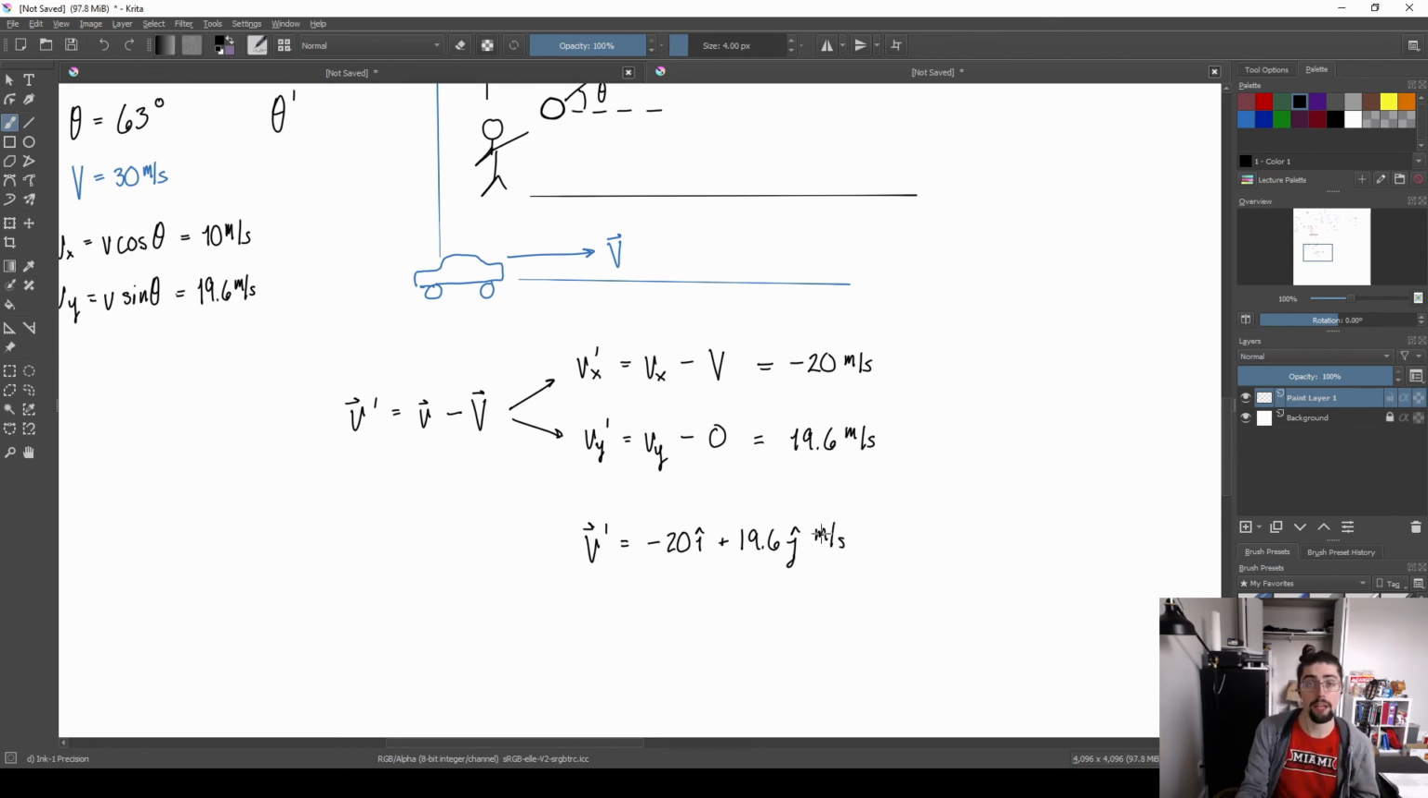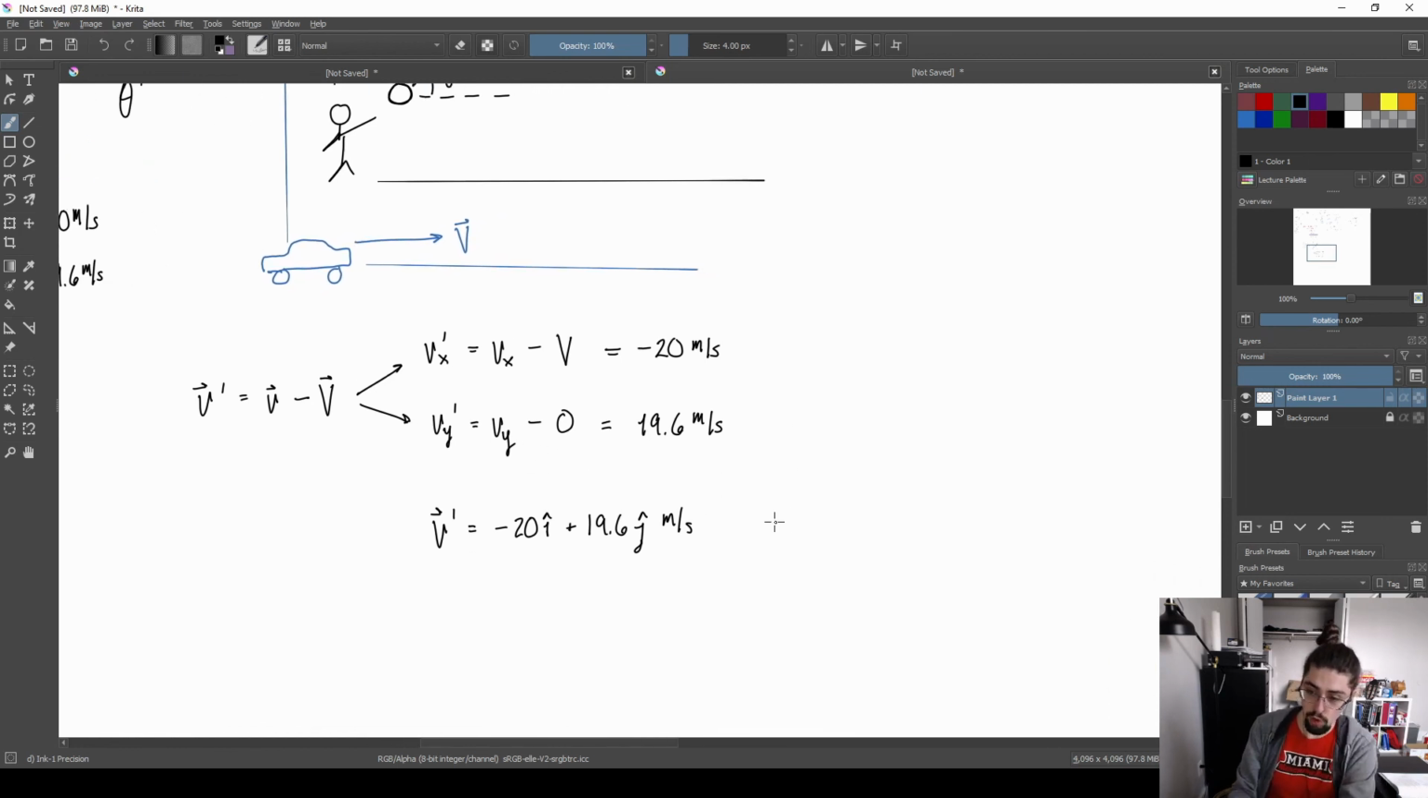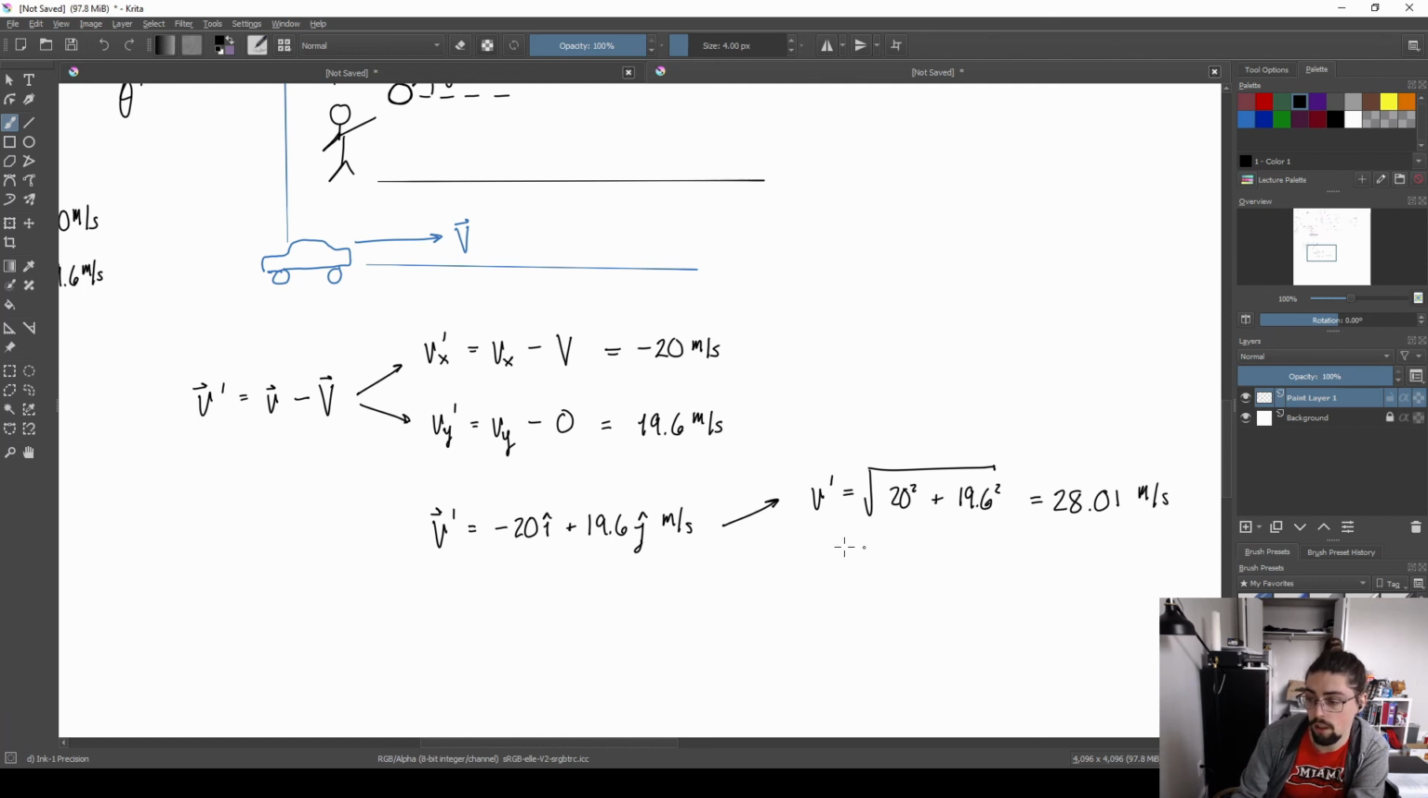Now we take our common definition of direction and of magnitude. So the magnitude of this would be using Pythagorean's theorem. So 20 squared plus 19.6 squared to get 28.01 meters per second. That is the speed of the ball from Nancy's perspective.